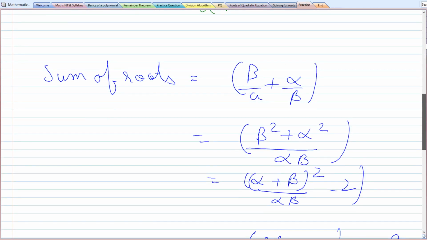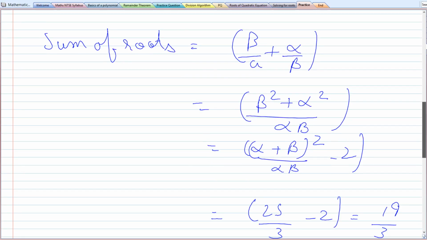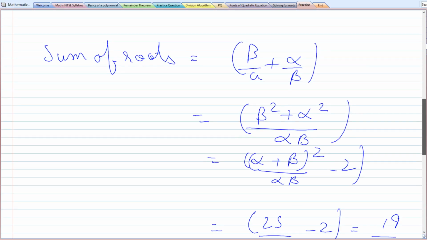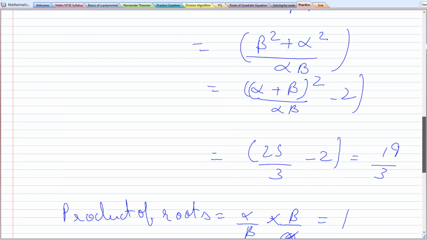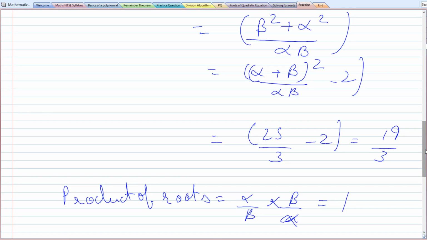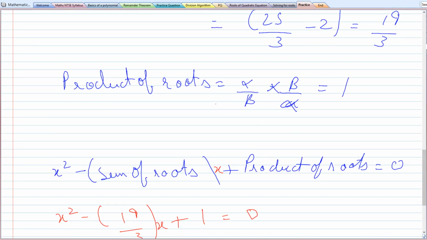For that, we find out the sum of roots, that is beta upon alpha plus alpha upon beta, like this, and we'll get it as 19 by 3. Then we find out the product of roots, alpha by beta into beta by alpha, that is equal to 1, since alpha is cut here and beta is cut here.